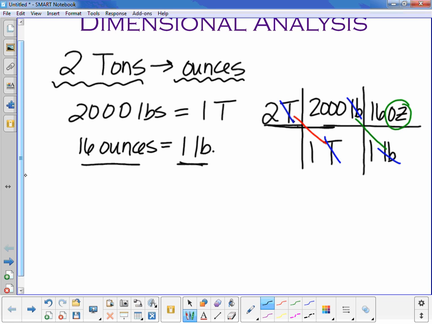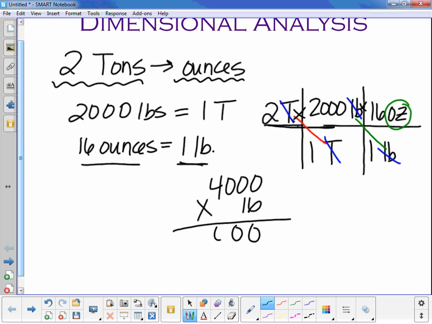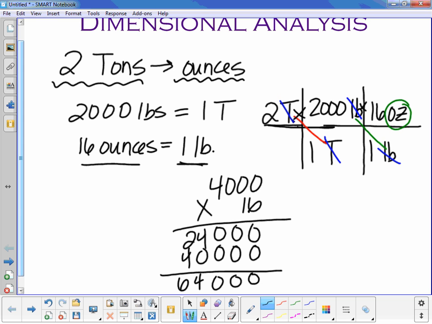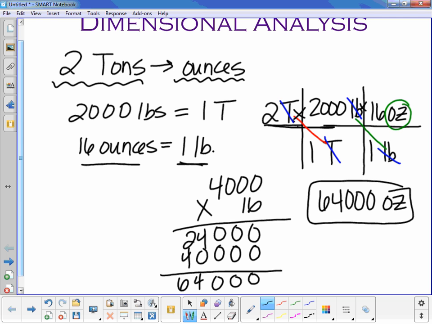So again, fraction multiplication. Multiply everything across the top. So we know that 2 times 2,000 is 4,000. So now we just need to do 4,000 times 16, which is 64,000. So that means that there are 64,000 ounces in 2 tons.